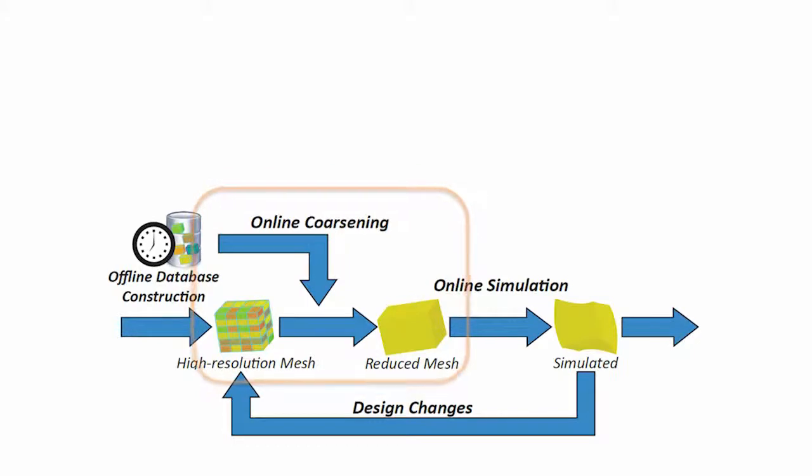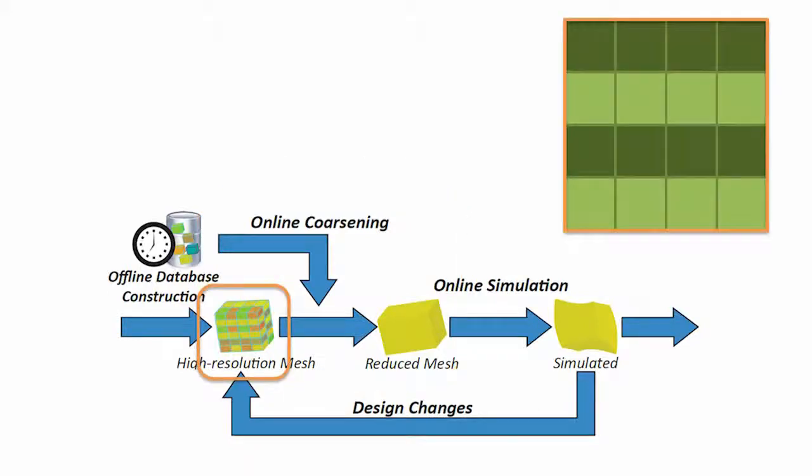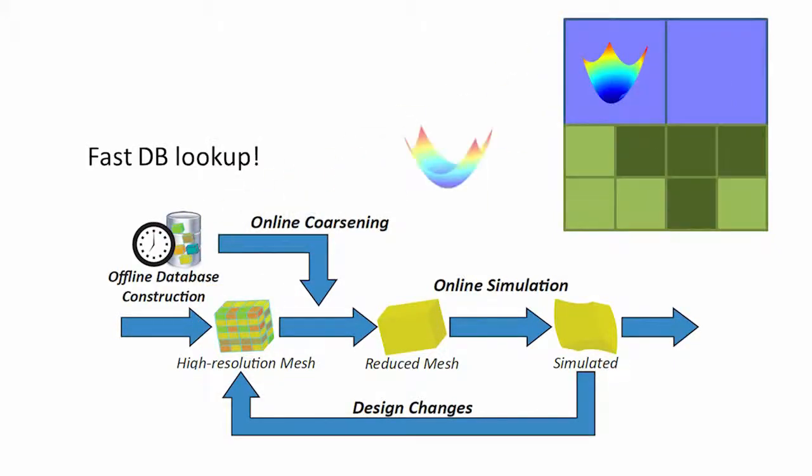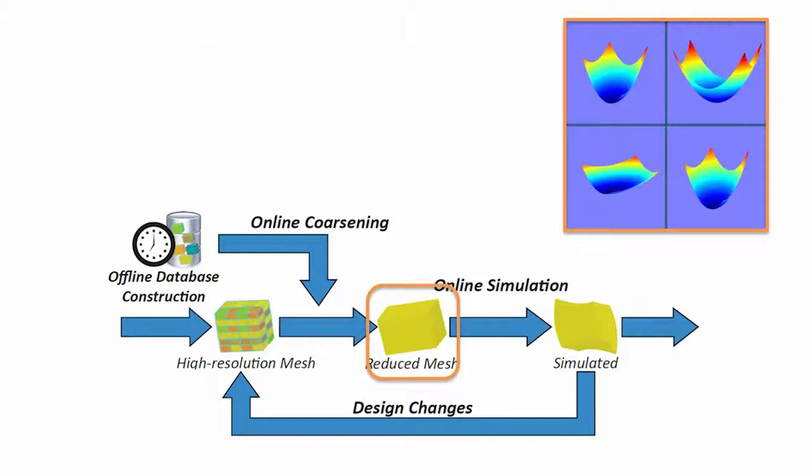In the online coarsening step, we perform a database query to assign the metamaterial to the coarsened elements. When the user changes the material, we use the material IDs as the key to the database to obtain the appropriate metamaterial parameters for the coarse element. After this process, the coarse mesh is ready for simulation.